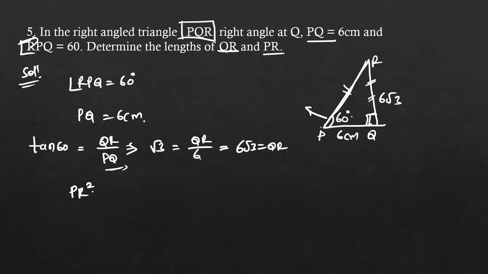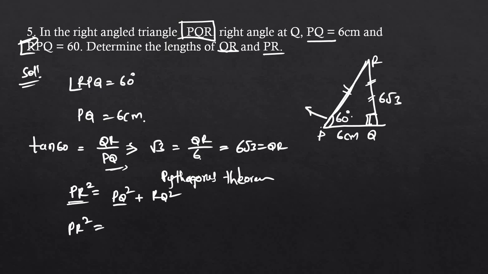So PR square is equal to, Pythagoras theorem. Okay. So what is Pythagoras theorem? Hypotenuse square is equal to side square plus side square. So PR square we have to find. PR square is equal to PQ square, PQ is equal to 6, 6 square, plus RQ. RQ is equal to how much? 6 root 3 whole square here.